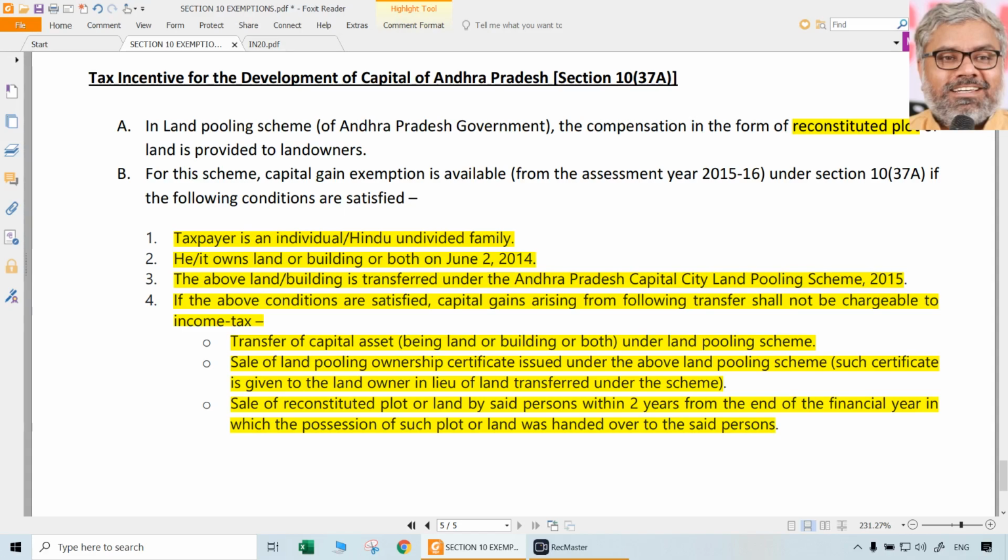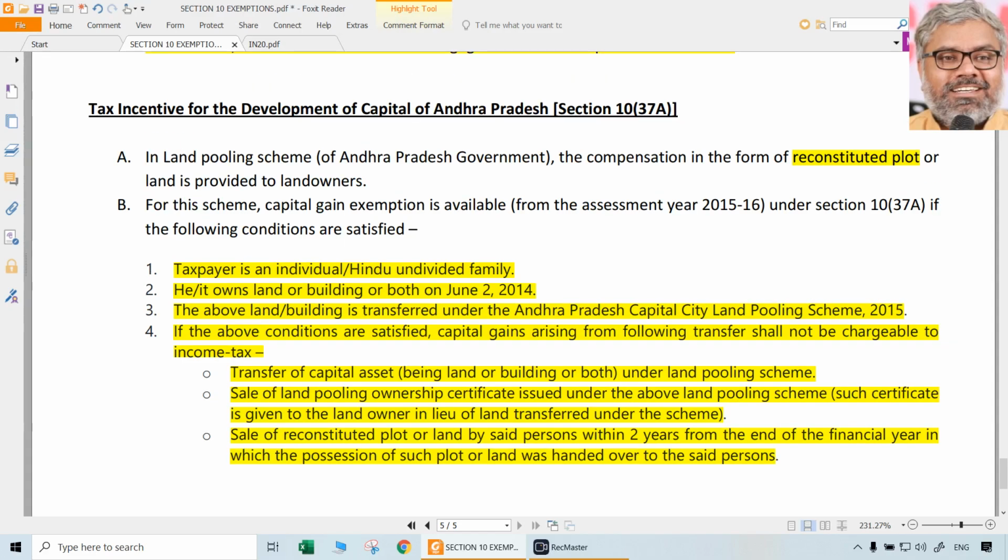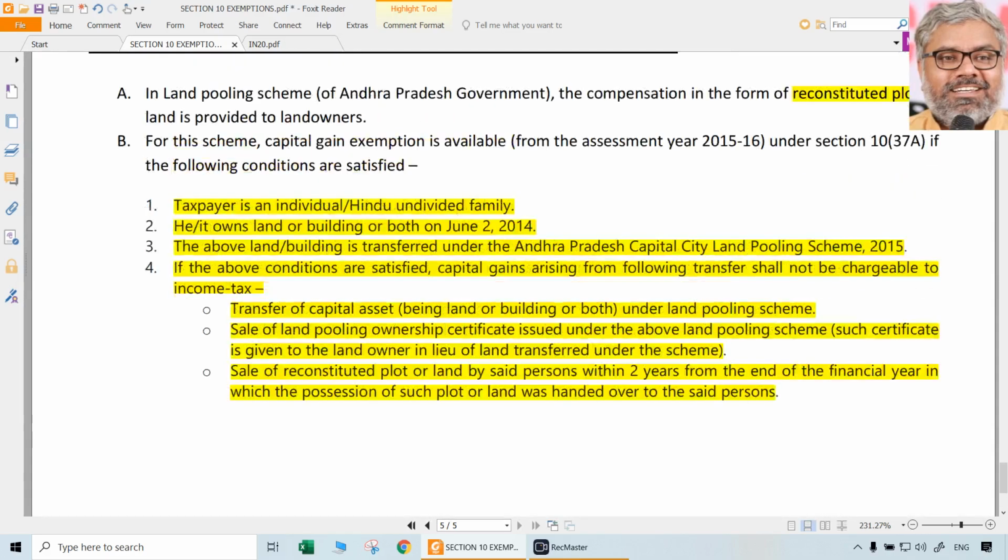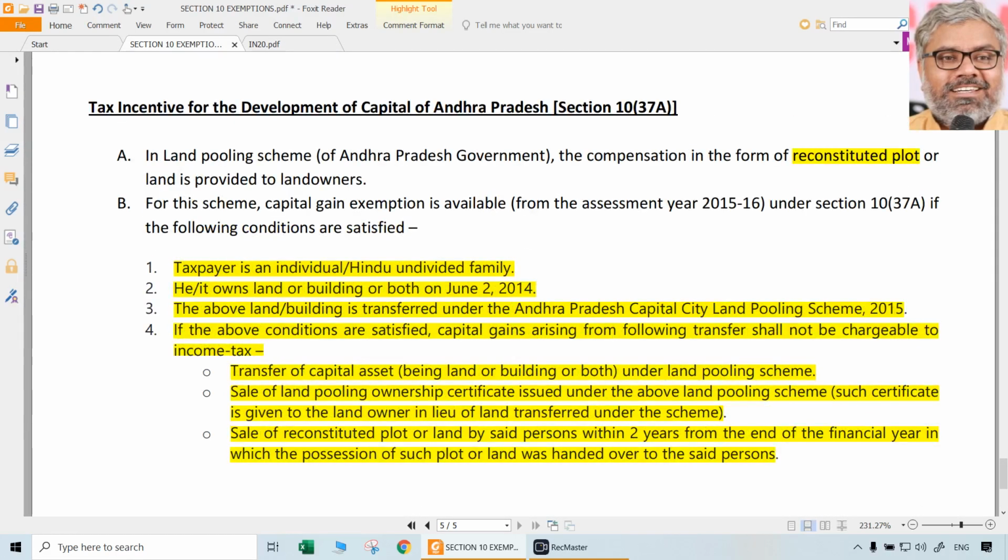It should not actually have been a transfer, but it is a transfer, and it is not taxable, it is exempt. And if that land pooling certificate is sold, that is also not taxable, it is exempt. But once possession of the reconstituted plot is taken by this individual or HUF, then if that reconstituted plot is sold within 2 years, the capital gains arising from it will be exempt; otherwise they become taxable later. That is section 10(37A).